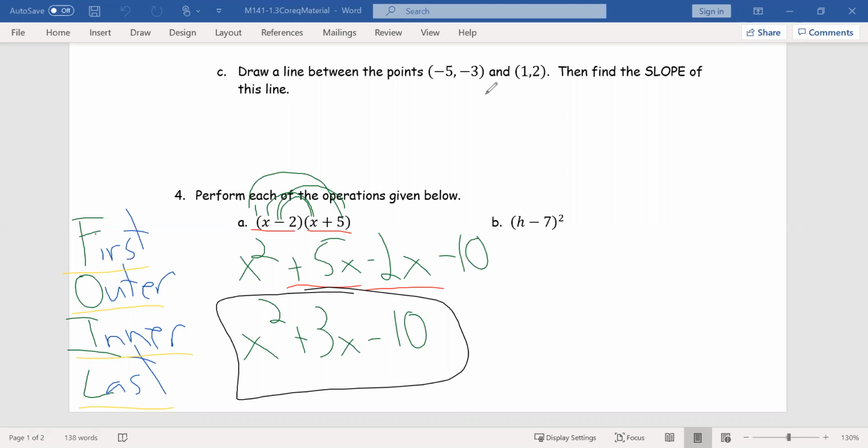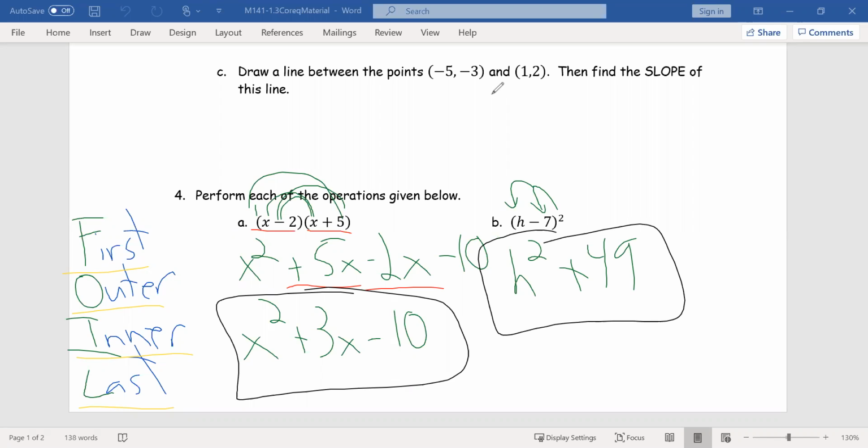Now on the second part here, the h minus 7 quantity squared, we see that it's being squared, and we know that sometimes when there are exponents on the outside, we can just distribute this, right? If we do that, we get h squared from squaring that, and then the negative 7 squared would give us plus 49, right? So this one will just be h squared plus 49, right?